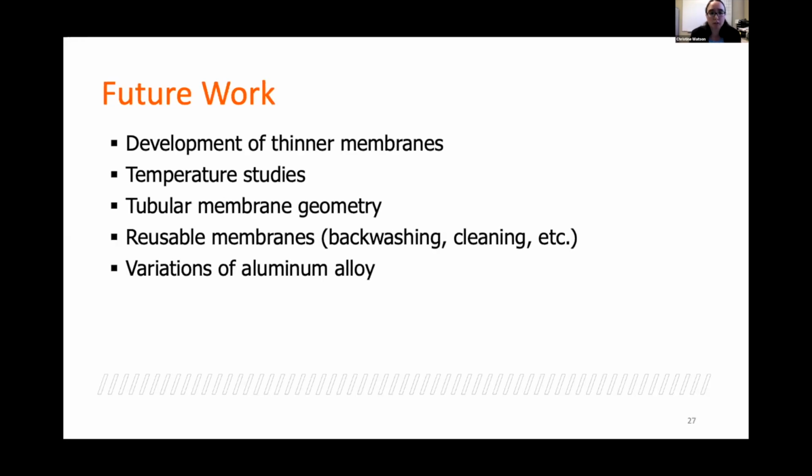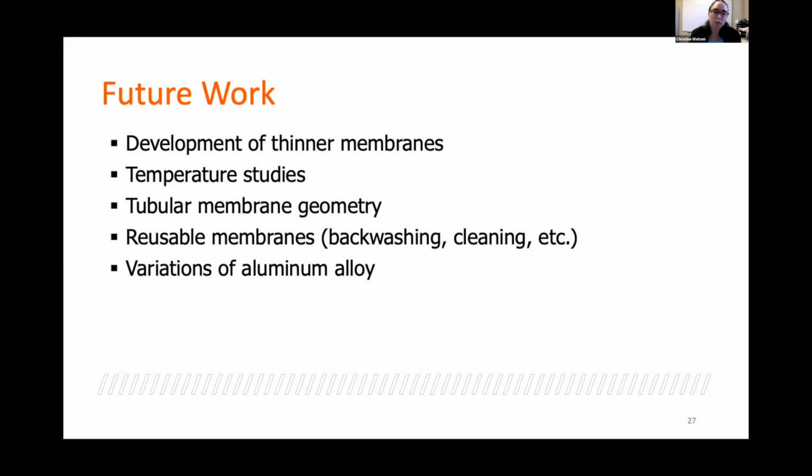There's a lot of work that can be done to improve this even further. Thinner membranes would give you a much higher flow rate through the membrane. Also, to look at temperature studies: all the experiments that I conducted were done at room temperature, and it would be interesting to see at a higher temperature how the filtration would vary.